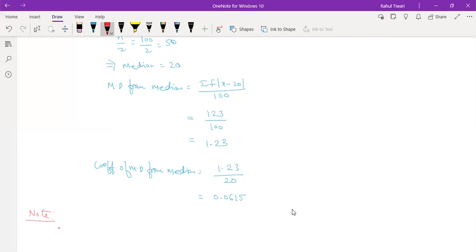You can understand that the arbitrary constant which we are assuming can be anything. It can be mean, median, mode, whatever. But what we observe is that the MD from median is always better when you consider A to be mean, median, mode, whatever. Okay, so that is our note part. So you can just take down that note.